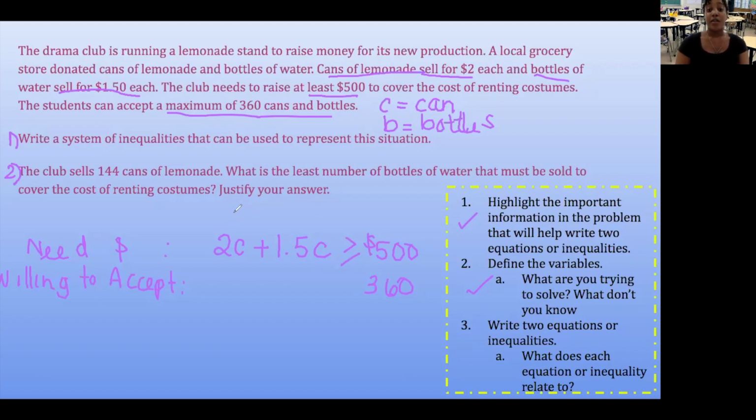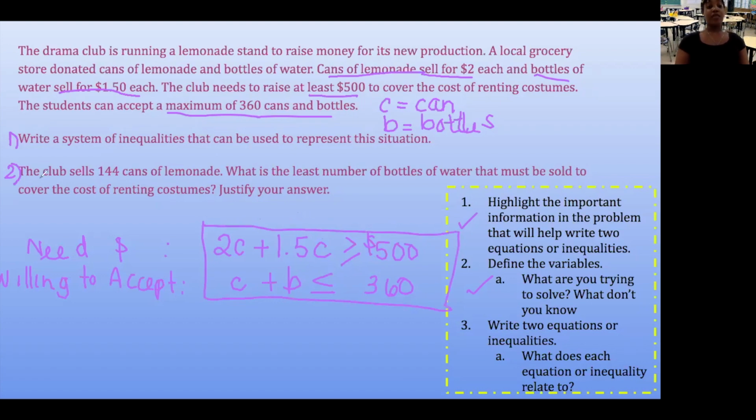Then the second part of the problem is that the cans and bottles all together, when we sell them, they can't accept any more than that. So if somebody gave them 361, that's not okay, right? So when you hear "maximum," you're thinking that's the very most. So this is the system that they asked for.